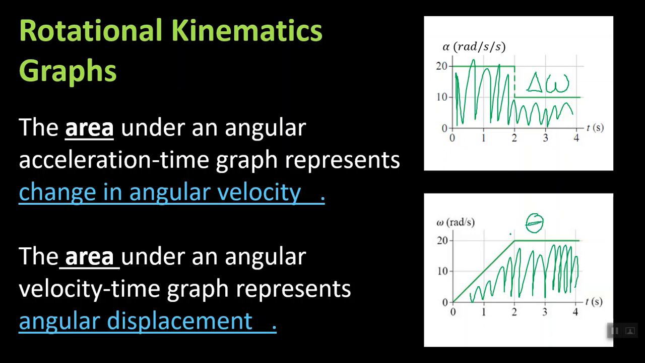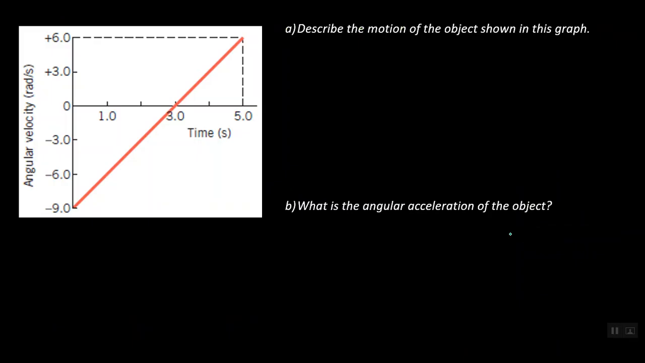So I do want to take a moment to go through a couple of examples simply because we haven't done these kinematics graphs in a while, but hopefully you're up to date on this information. So we have this graph which is specifically showing the angular velocity of a spinning object in radians per second. So this object is spinning and this graph is angular velocity versus time. Describe the motion of the object shown in this graph.